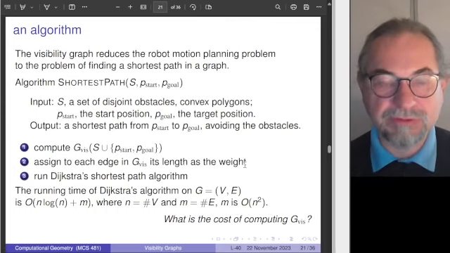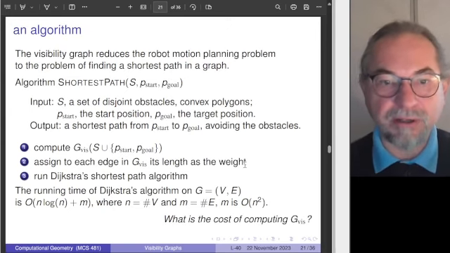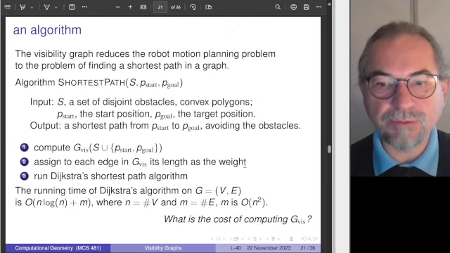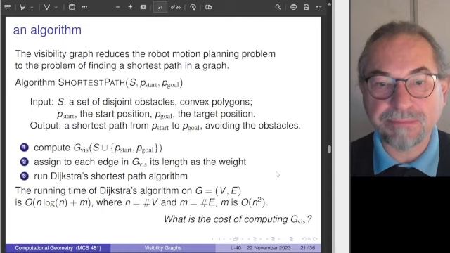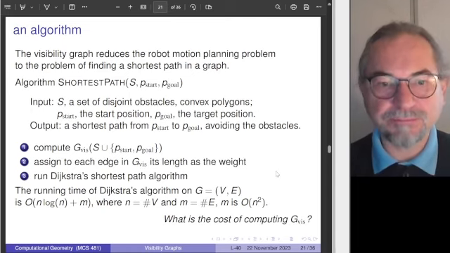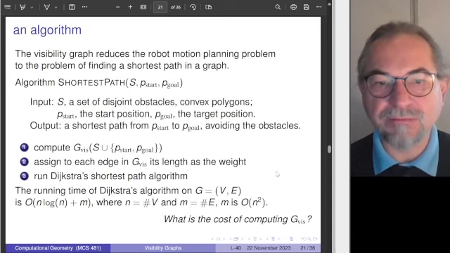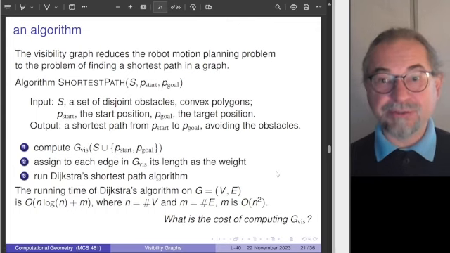So you could see this as we determine the visibility. We could do this in a separate step, but that is depending on the two steps. And then we have Dijkstra's shortest path algorithm. So this is not a course on graph algorithms. So the running time of Dijkstra's algorithm is n log n, where m is depending on the number of edges. And the number of edges could be quadratic.